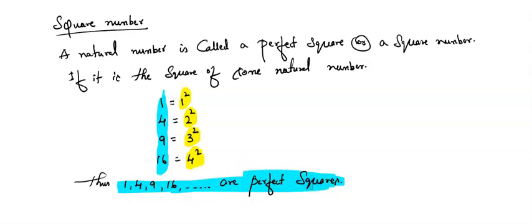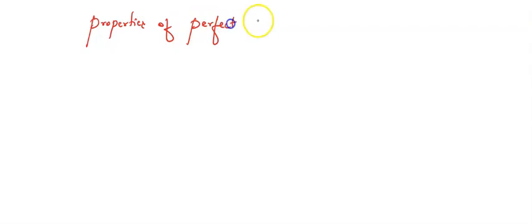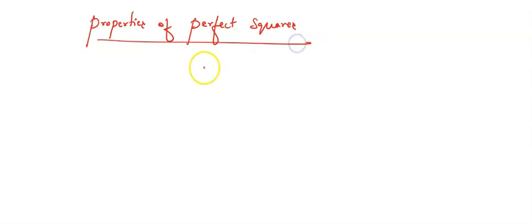Is this clear? Good. Now my dear students, one thing you need to understand now, that is the properties of perfect squares. Okay, now first property. What is the first property, children? This is very important. I am giving you the logic how to remember these properties.